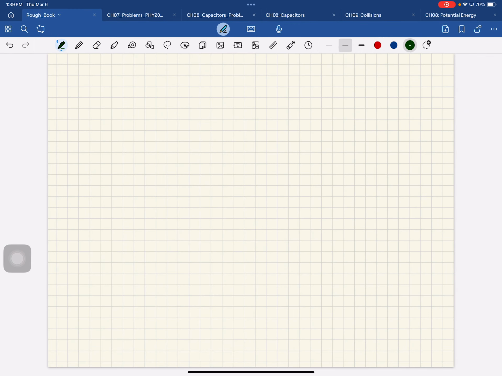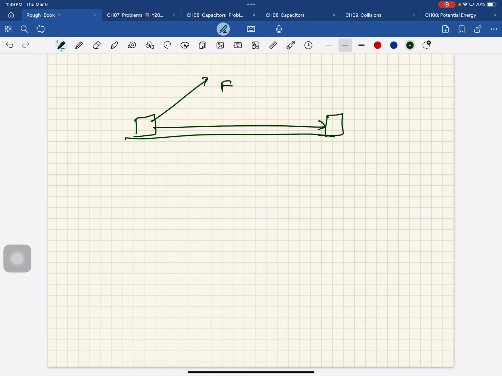Okay, so you saw this in the last chapter. If you apply a force that is constant on an object and it moves through a displacement s in a straight line, the work done was F dot s, which is F cosine theta times s, the component of the force along the displacement times s.